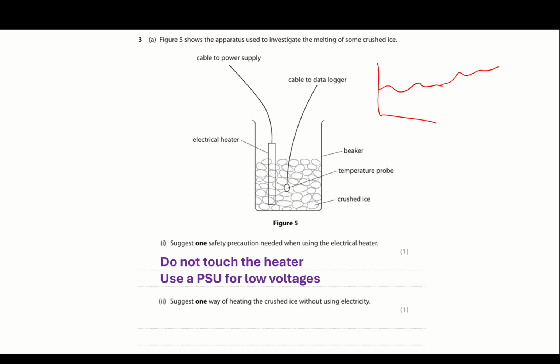Suggest one way of heating the crushed ice without using electricity. Well, I could have put a Bunsen underneath it, or I could put it in a water bath. Any sort of sensible answer of a different way of heating it without using electricity. Although I'd argue the water bath uses electricity. Anyway, it was in the mark scheme. So use a Bunsen burner or a water bath. A Bunsen burner is easy, isn't it? Just shove a Bunsen under it, heat it up.